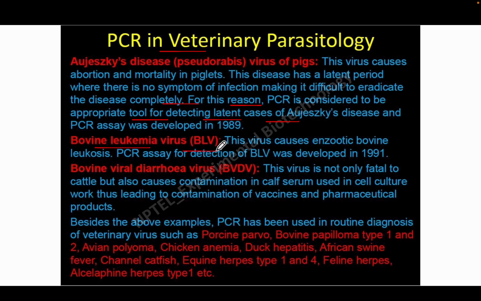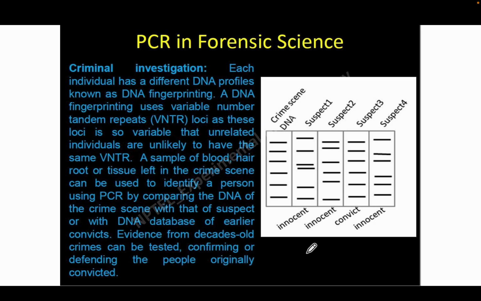Bovine leukemia virus. The virus causes enzootic bovine leukosis. A PCR assay for detection of BLV was developed. Bovine viral diarrhea: the virus is not only fatal to cattle but also causes contamination in calf serum used in cell culture. Besides the above examples, PCR has been used in routine diagnosis of veterinary viruses such as porcine parvovirus, bovine papilloma type 1, avian papilloma, and so on.